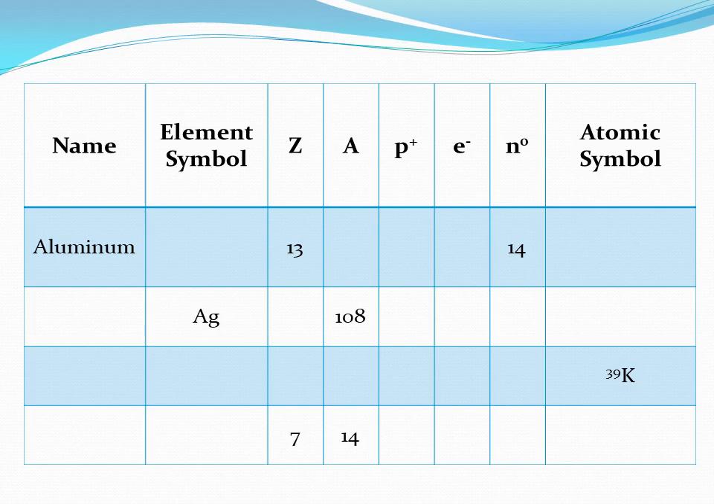So now we're going to try another exercise. We're going to fill out this table. It might be useful to have a periodic table nearby. In this table we have the name of the element, symbol, Z, which is the atomic number, A, that's the mass number, remember that's the protons plus the neutrons. We have P with a superscript plus, that's the number of protons. We have E with a superscript negative sign, that's the number of electrons. We have N with a superscript 0, the number of neutrons. And then we have the atomic symbol.